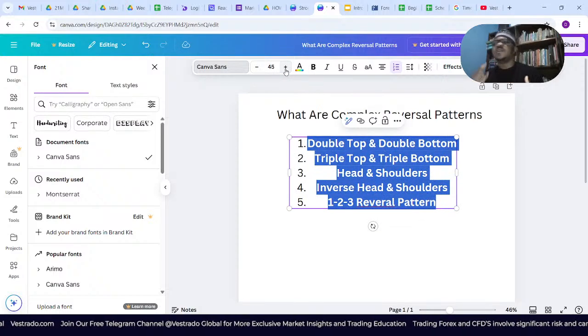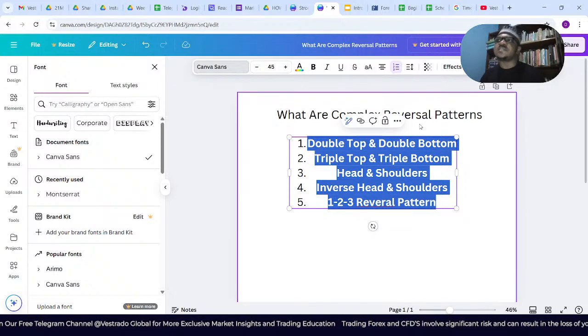We also have the rising and falling wedge, which could act as complex reversal patterns. Some could say maybe cup and handle acting as a complex reversal pattern.